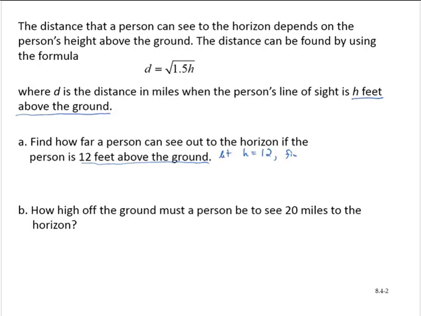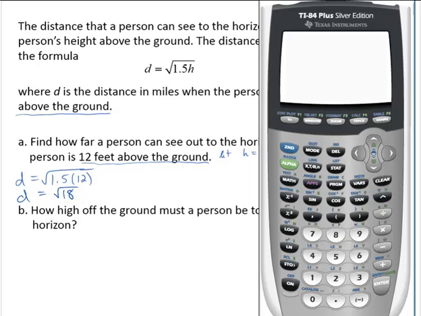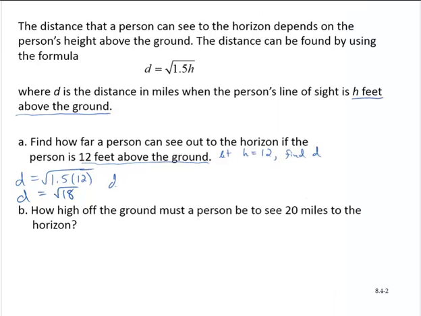Let's find d. Well, d is equal to the square root of 1.5 times 12. Now 1.5 times 12 is 18, so we have d is equal to the square root of 18. Now there's nothing wrong with that, but it doesn't give us a good feel for the answer. So I'm going to use a calculator now. And let's see, the square root of 18 is about 4.24. So d is approximately 4.24.